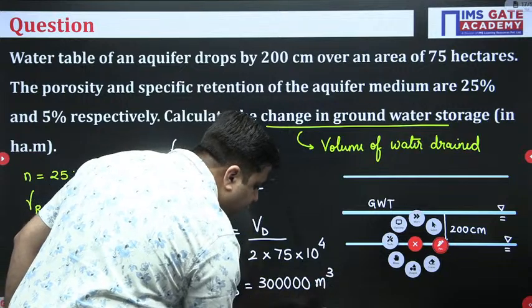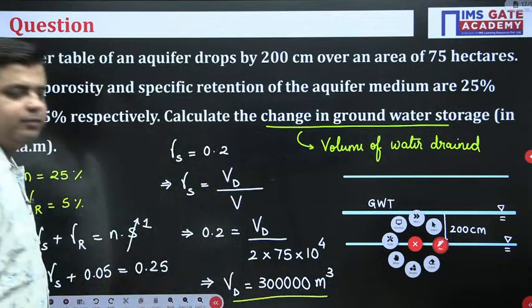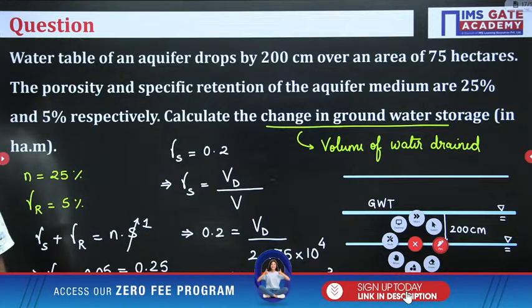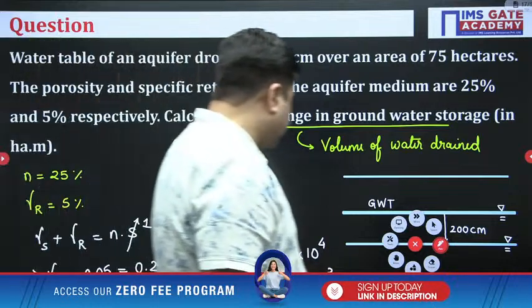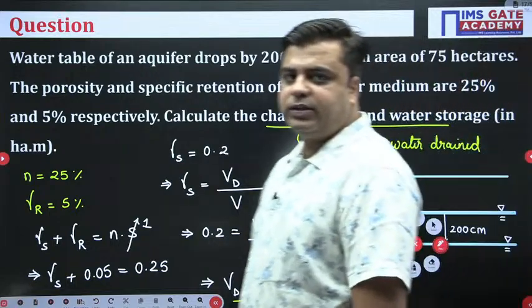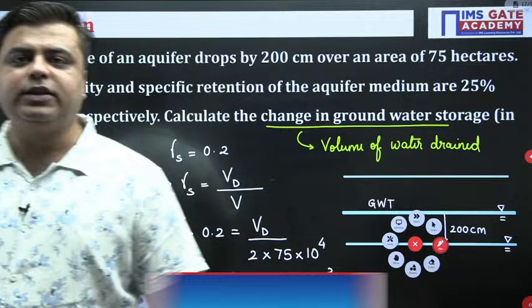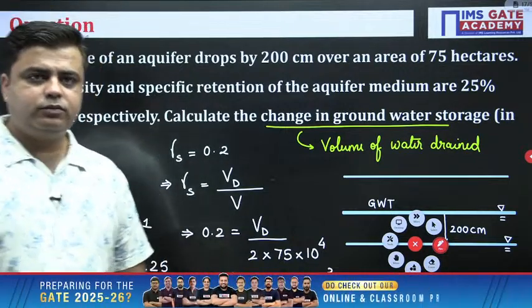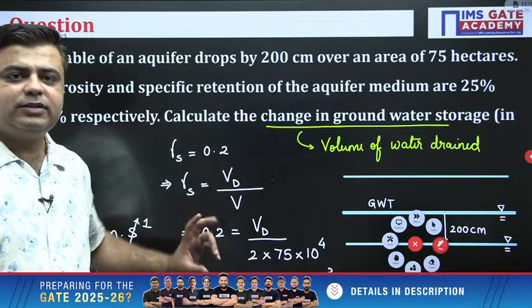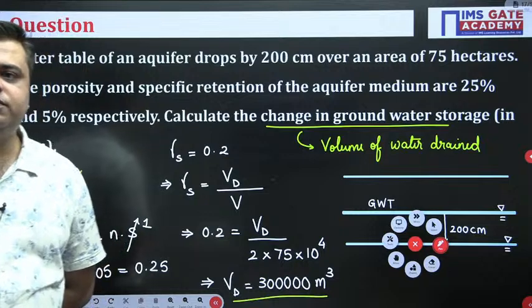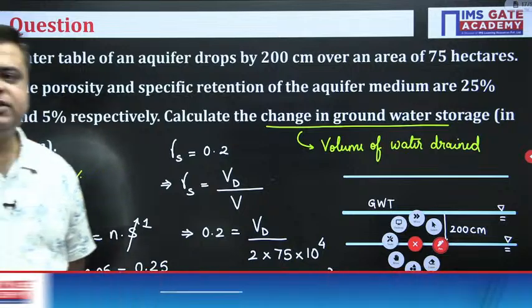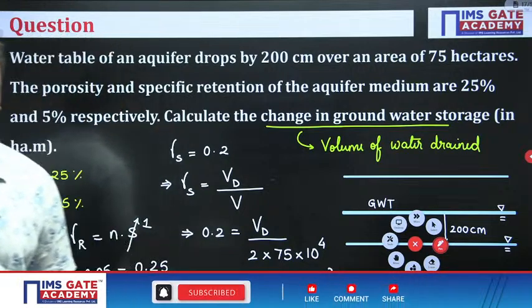All of you just quickly confirm whether you are getting the same answer or something different. The answer to this question is 3 into 10 raised to power 5 meter cube. Just give me a thumbs up if you are getting the same answer, and if you are getting some other answer, you can also write in the chat box.